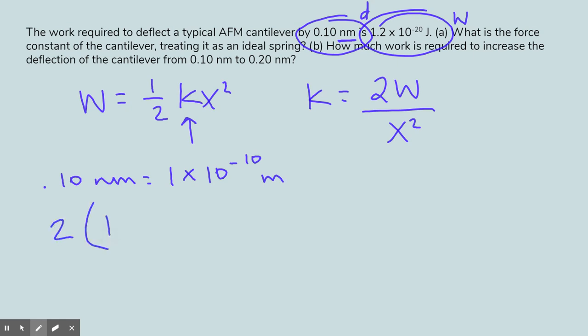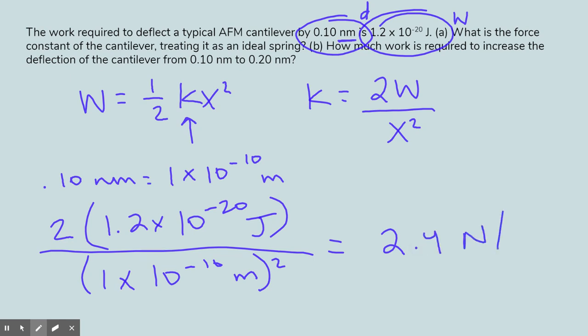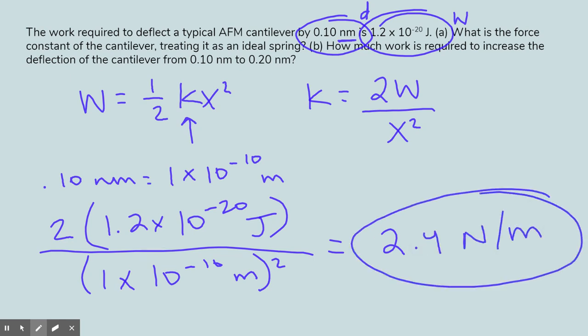2 times 1.2 times 10 to the negative 20th joules divided by 1 times 10 to the negative 10 meters squared. And that equals 2.4 newtons per meter. Okay. So that one was pretty simple, even though we don't know what a cantilever is. Or maybe you do.